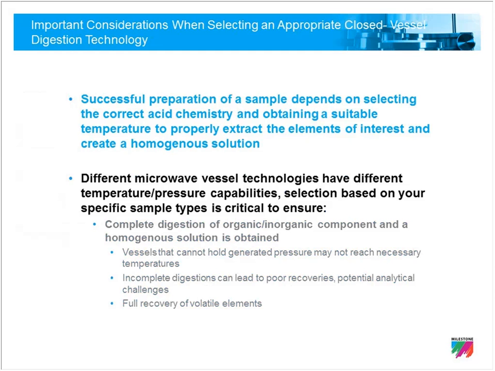Now, when you're looking at microwave, there are a lot of different options available to you, and I'm sure that as many of you have gotten into this, there's a lot of different information out there, and it's how do you figure out what is really important to determine what it is that I need to do? What is the technology and the configuration that's right for me? Well, if we take the overall idea that successful sample preparation really depends on selecting, one, the correct acid chemistry, two, figuring out the correct temperature that is going to give you both proper extraction of your elements of interest, and that's going to create a homogeneous solution.